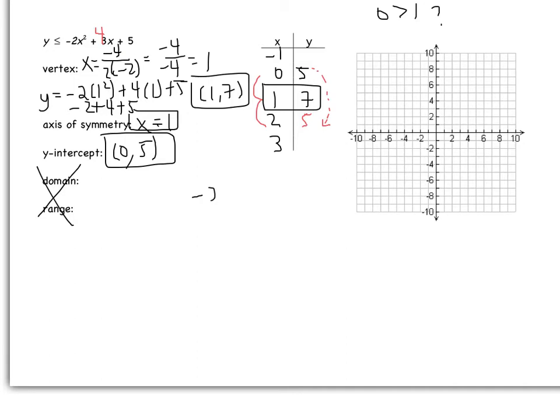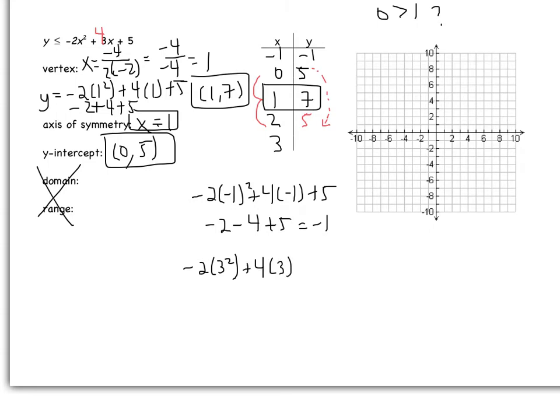So I'm going to do that. I have negative 2 multiplied by negative 1 squared, add 4 multiplied by negative 1, add 5. Negative 1 squared is 1, so this is really negative 2, subtract 4, add 5. So negative 6, add 5 is going to be negative 1. Now substituting in 3, I have negative 2 multiplied by 3 squared, add 4 multiplied by 3, add 5. So 3 squared is 9, multiplied by negative 2 is negative 18, add 12, add 5. So this is negative 18, add 17, which is negative 1. And that's good. By the symmetry of a parabola, those two should match.